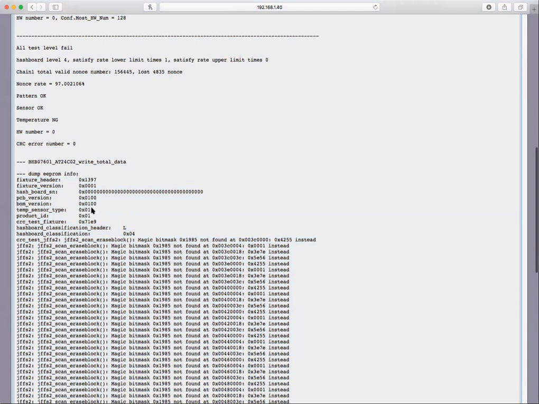What type of temperature sensor it has, what its product ID is. I don't know about the test fixture CRC, but that goes in EEPROM. And then the hashboard classification header, which is the letter L, which is probably a hex value. And notice this, it's set number 4. So I find that kind of interesting. That's what gets stored in your EEPROM.